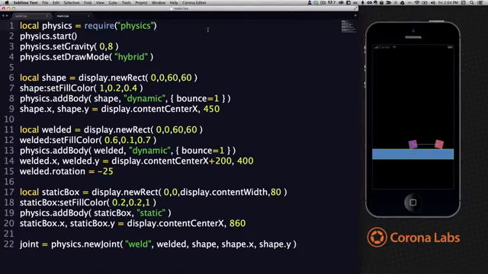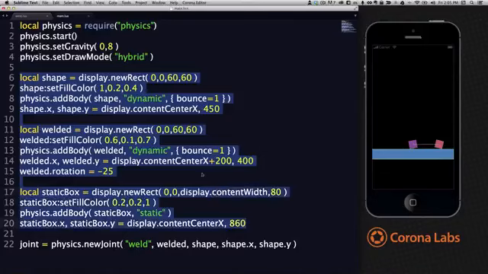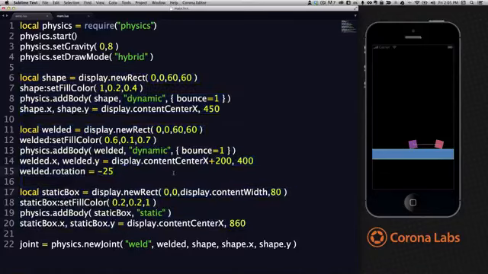Let's look at the code for creating weld joints. In this example, we've added our required physics library, started the physics engine, and set our gravity. We've also set the draw mode to hybrid so we can see where our anchor points connect. Next, we've created three shapes. Two of the shapes are squares that will be welded together, and the third shape will act as the ground to keep the two objects from falling off the screen.